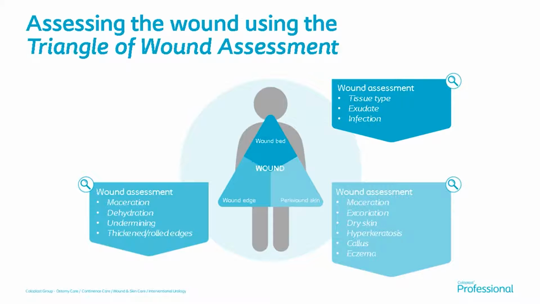Then we move on to the assessment of the periwound skin. So what's going on surrounding that wound? What's our treatment objective? Do we have some maceration that needs management, or do we have dry skin or hyperkeratosis present? Then moving on to the wound edge and looking at what's going on. Is the wound dehydrated? Have we got some undermining or tunnelling? All of these things will help us to build a picture as to what's going on with the wound, why it's got to that stage, and what we can do to help move it on its healing trajectory.